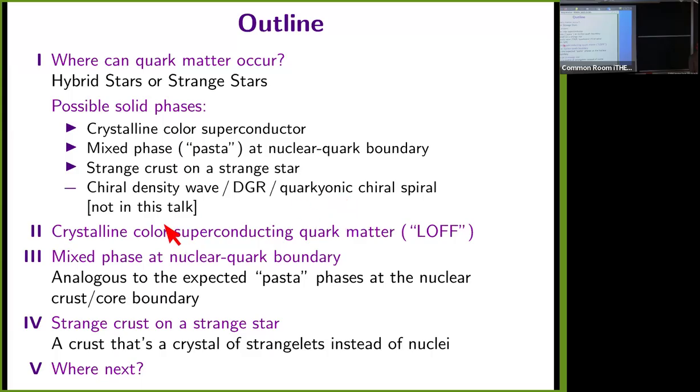So I'm just going to go through the three that I am going to talk about. First, the crystalline color superconductor, which people sometimes call LOFF, or they flip it around to be FFLO, which apparently the official pronunciation is Fuffalo. And then I'll talk about the mixed phase at the nuclear-quark boundary, and then finally the strange crust on a strange star. So I'll just go through those three possibilities.